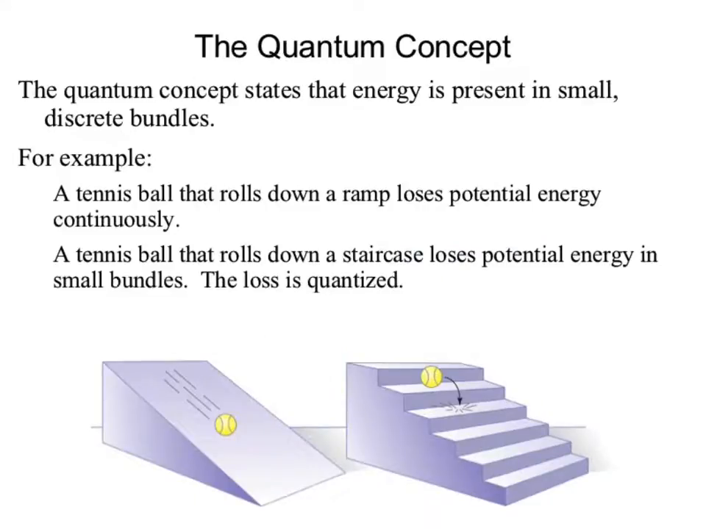Okay. So this quantized concept: we have a continuous slope. The ball rolls down the slope. That is continuous because anywhere I place the ball, it immediately rolls. It can occupy any position along that ramp. Quantized means I can only exist at individual steps. I can't place the ball at a half step because there's no half step.